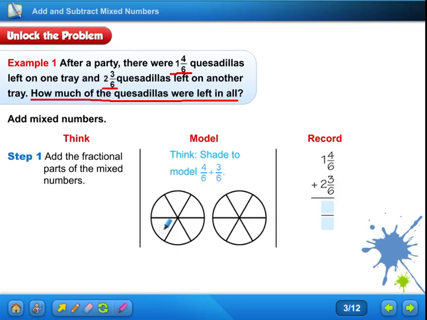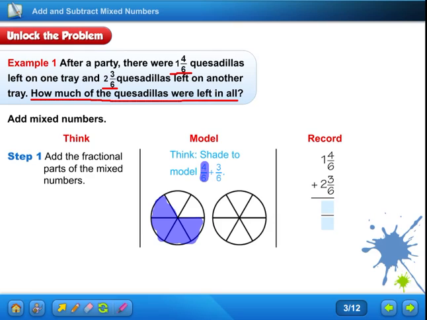So let's start here. I'm going to shade 4/6. How many parts do I need to shade? This is broken into 6 pieces. I need to shade 4. 1, 2, 3, 4. So that represents the 4/6 right there. That's what I shaded in that color.